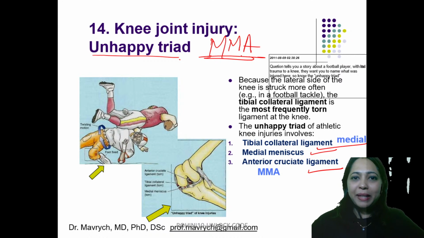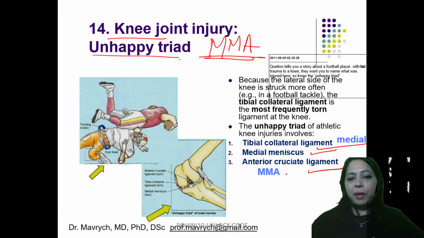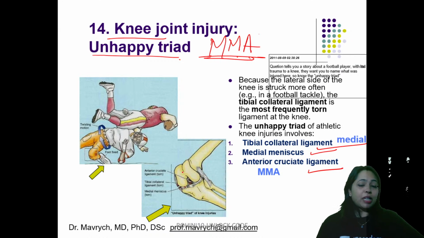Don't say it as middle meningeal artery. It is nothing to do with the middle meningeal artery. Okay. We are talking about knee here. Don't get confused. It is MMA, that is the medial collateral ligament. Then there is M, medial menisci and anterior cruciate ligament. Very important is to remember anterior cruciate ligament. Okay. In the knee injuries.